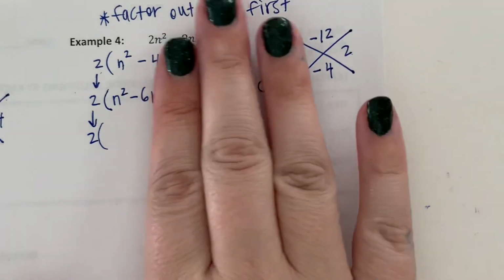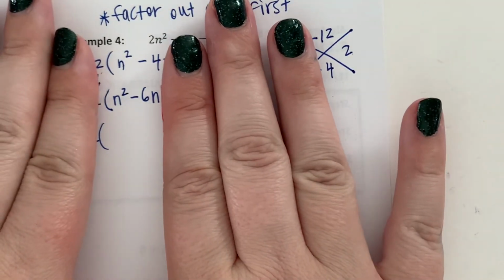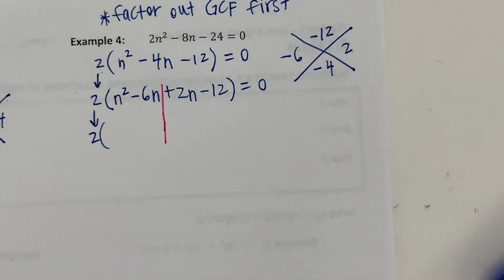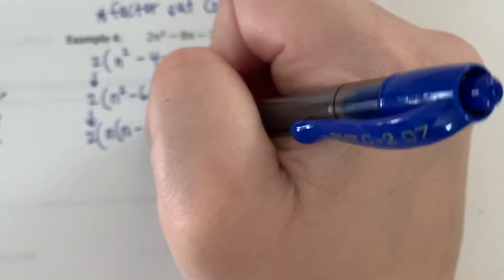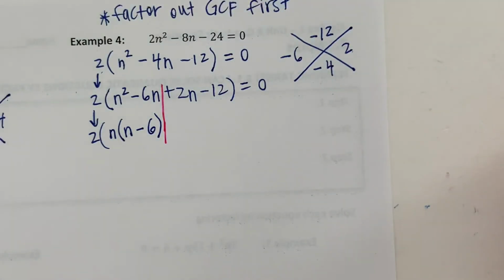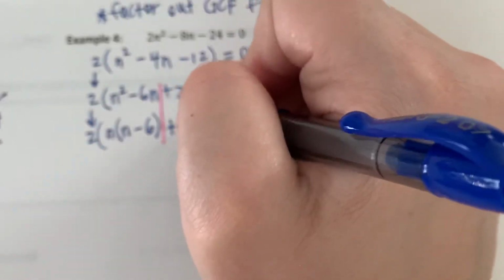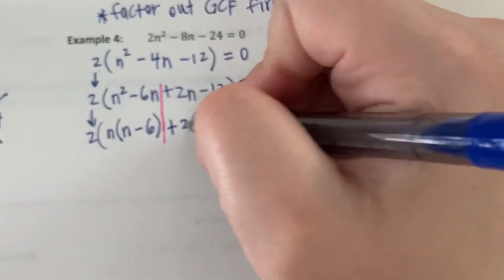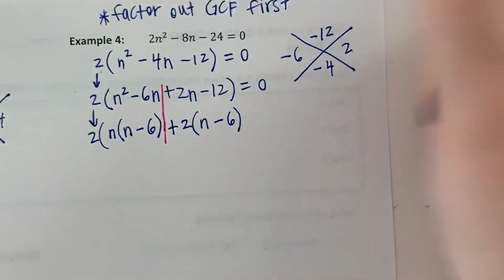In my first half, what's my GCF of n squared minus 6n? I could pull out just an n. n times n gives me n squared. n times negative 6 gives me negative 6n. In my second half, my GCF there will be 2. 2 times n gives me 2n. 2 times negative 6 gives me negative 12.